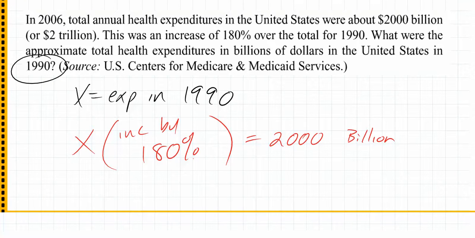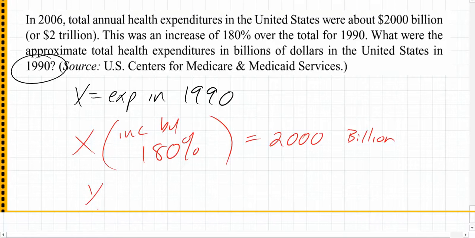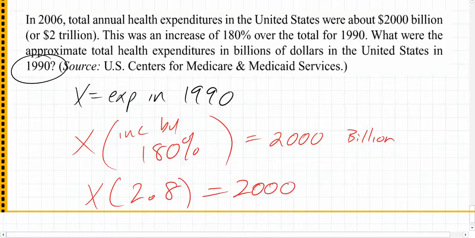Okay, let's try it again. If something grows by 100%, what do you multiply it by? If something grows by 180%, what do you multiply it by? You asked, because I would hate for you to go home and then subtract 1 from everything. If you grow by 180%, what do you multiply by to grow by 180%? 2.8. Yeah, so 2.8X equals 2,000 billion.